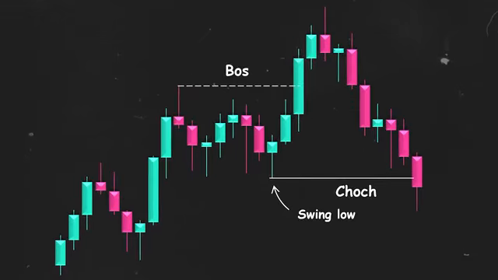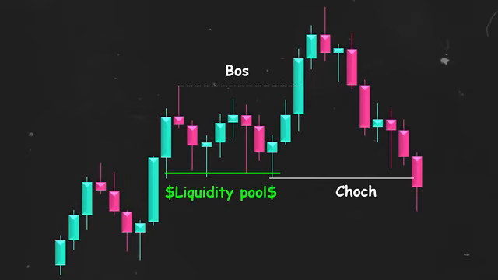This level aligns with a significant area of liquidity. Here's the deal. Many traders previously opened long positions at this level, placing their stop losses just below it. What does this mean? A massive pool of liquidity is sitting beneath that level, waiting to be tapped.